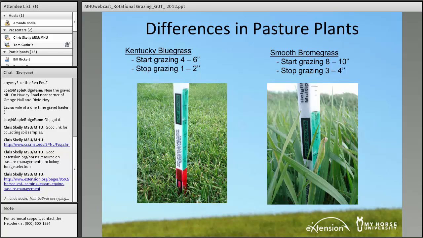So this goes back to the general rule of thumb of grazing when forage plants are 6 to 10 inches tall, and stop grazing when plants are an average of 3 to 4 inches, depending on what types of forage plants you have in your pasture. So if we look at the difference, with Kentucky bluegrass we want to start grazing when it's 4 to 6 inches, and we want to stop grazing it when it's 1 to 2. Compared to smooth brome grass, we may start grazing at 8 to 10 inches and stop grazing at 3 to 4.